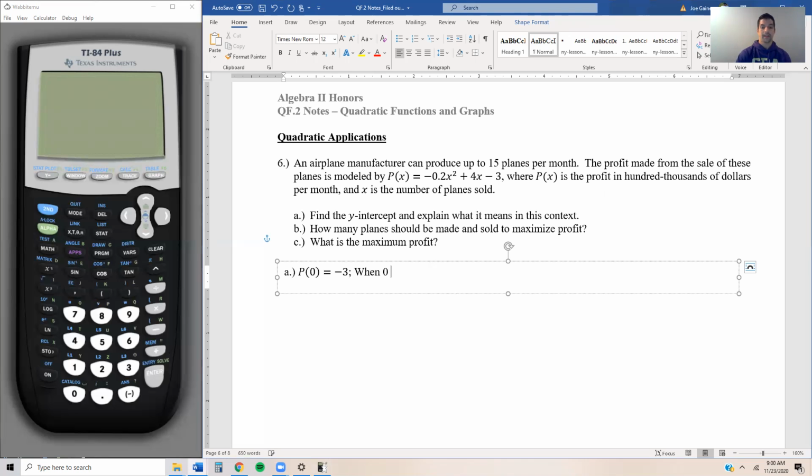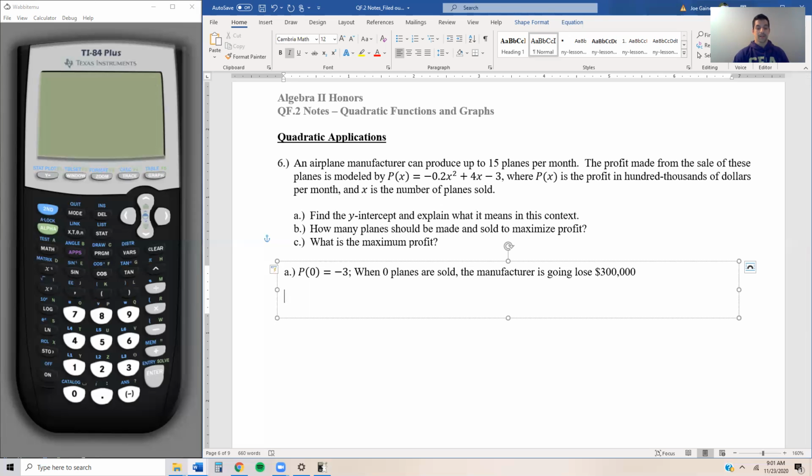So what we have here is, when 0 planes are sold, the manufacturer is going to lose $300,000. Remember, it says P of x is in hundreds of thousands of dollars. So this -3 is -$300,000, meaning that their profit is -$300,000, meaning again that they're losing $300,000. So though we can find the y-intercept pretty quickly, understanding what it means is by far the most important part of that.